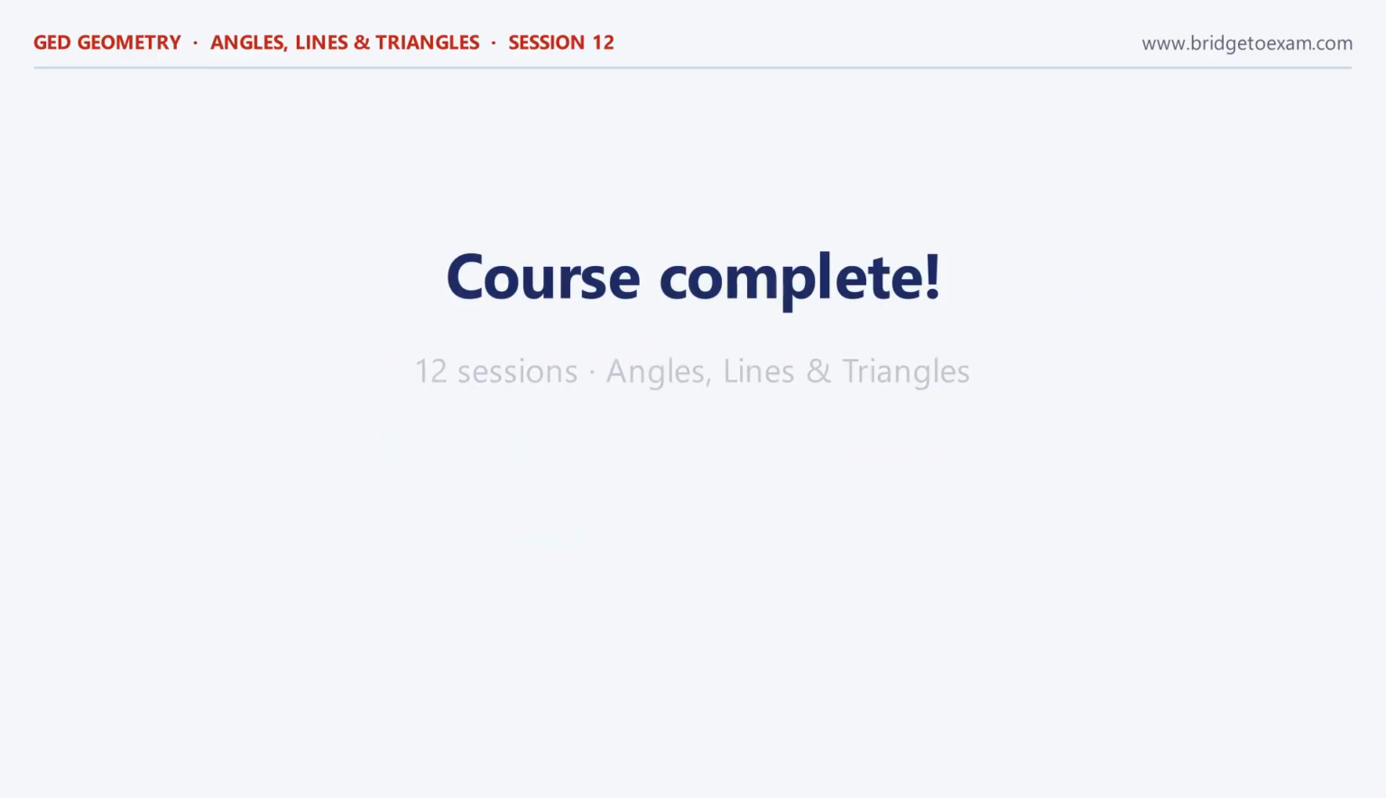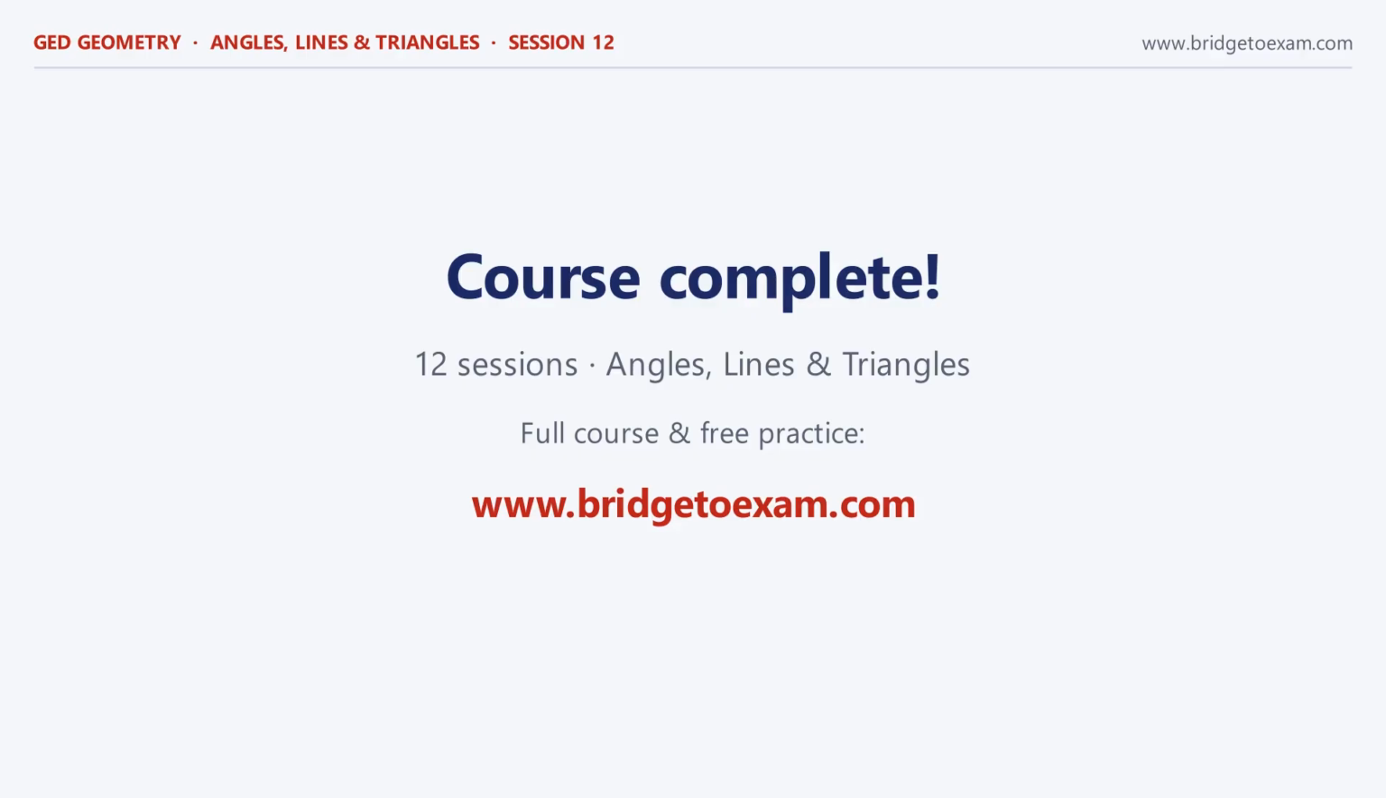That's the end of the course. And honestly, well done. You started with points and lines, and you're finishing able to solve multi-step angle and triangle problems with a clear strategy. Go back and re-watch any session that still feels shaky. Work through the practice questions, and correct every miss until you can explain the rule out loud. You've built something real here. Good luck on your GED. You've got this.